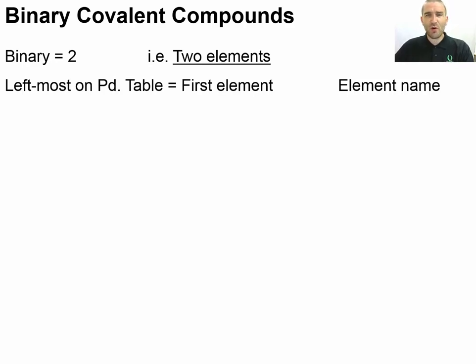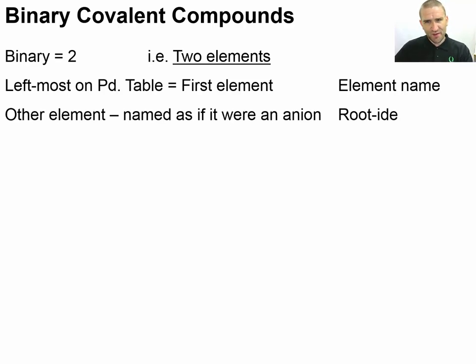What we do is we look at the leftmost nonmetal that we have for that set. And that's going to be the first element. Then we put the other element on there and we name it like it's an anion. Let's just get an example of something like that. How about SO2?